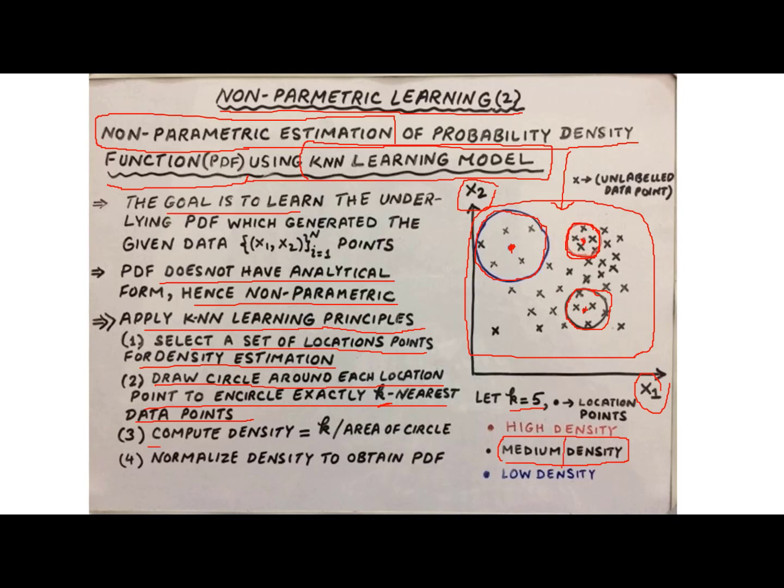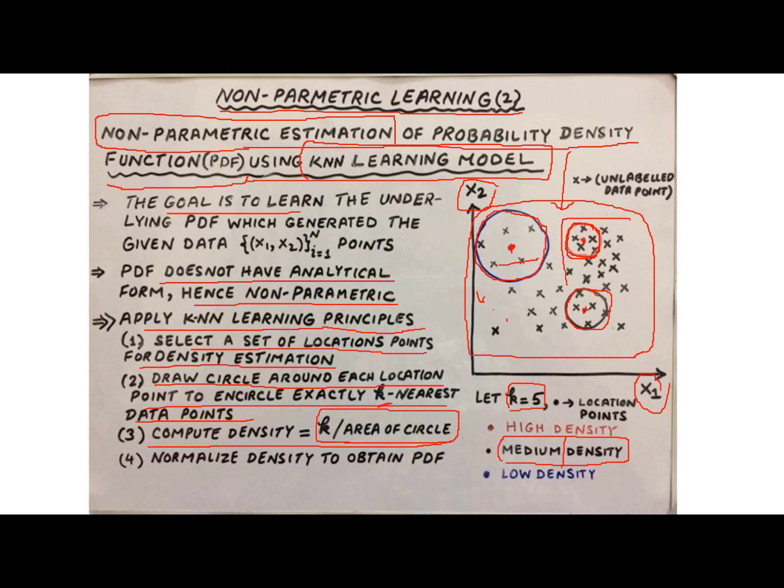The density is computed as follows. It equals k, which is fixed. In this case, k is 5. So k divided by the area of the circle gives you the density. So the larger the circumference or the area of the circle, the lower is the density. So whatever location point that you have in this region is going to have a very low density, here or here.